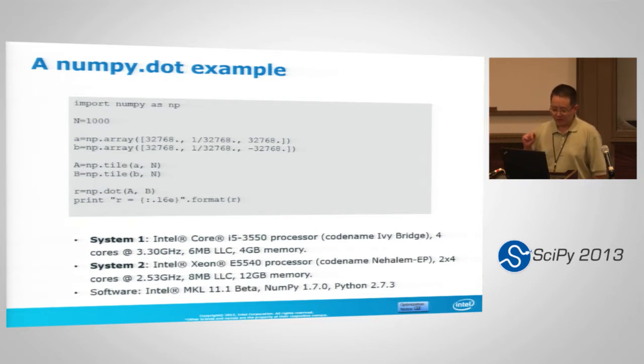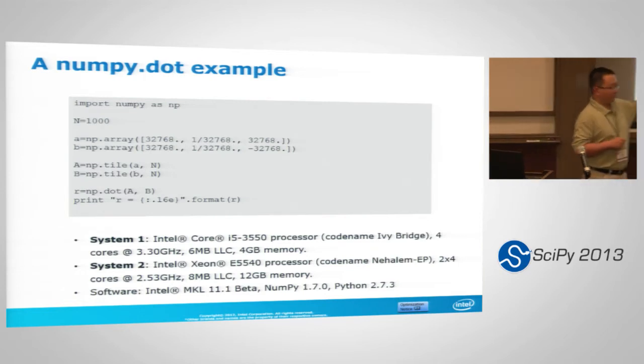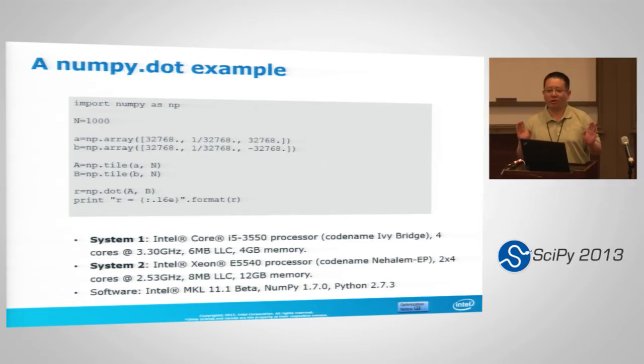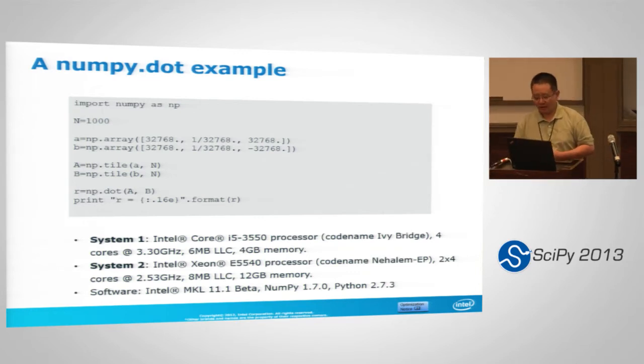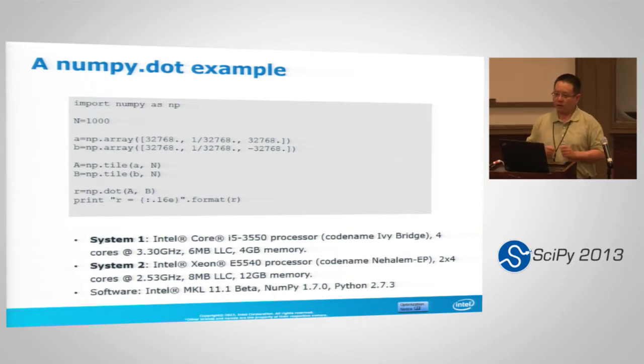However, if you call NumPy dot, which calls into the BLAS function dot, strange things happen. We tried this on 2 systems. You don't need to worry about those marketing terms. I just want you to know that System 1 is a newer processor, just released about half a year ago. But System 2 is a very old, 4-year-old processor.